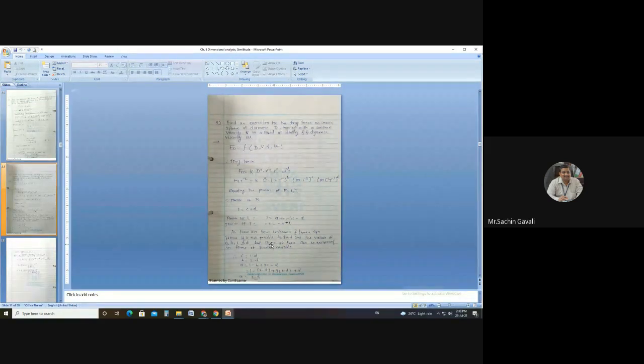Find expression for drag force on a smooth sphere of diameter D, moving with a uniform velocity V in a fluid of density rho and dynamic viscosity mu.